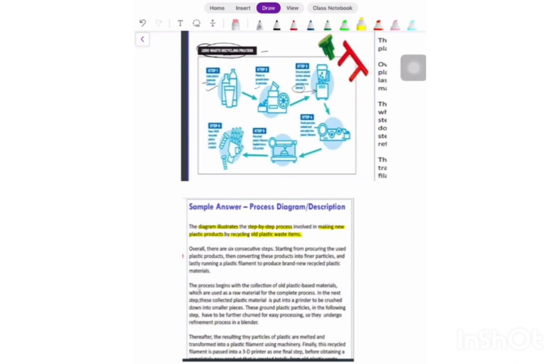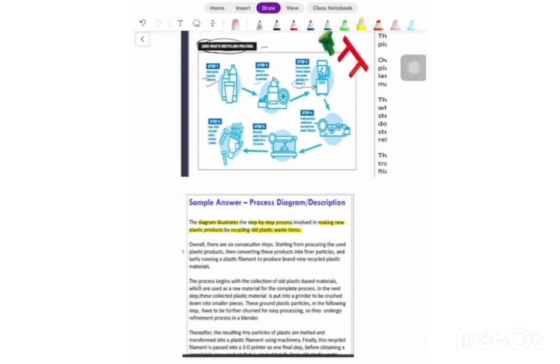So यहाँ पे आपने शॉर्ट में डिस्क्रिप्शन दे दिया. फिर आता है ओवरऑल की बात करेंगे. ओवरऑल देयर 6 कॉन्जिक्यूटिव स्टेप्स. तो हमने यहाँ पे एक ब्यौरा दिया दैट दे आर टोटल 6 स्टेप्स स्टार्टिंग फ्रॉम procuring the used plastic products, then converting this product into finer particles, and lastly running a plastic filament to produce a brand new recycled plastic material. So यहाँ पे learn करने की बात क्या है, language wise तो 6 consecutive products starting from overall.